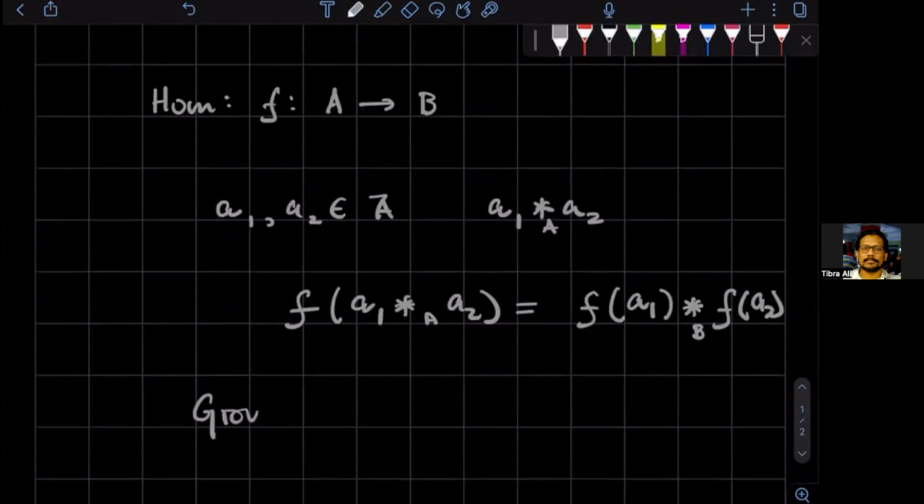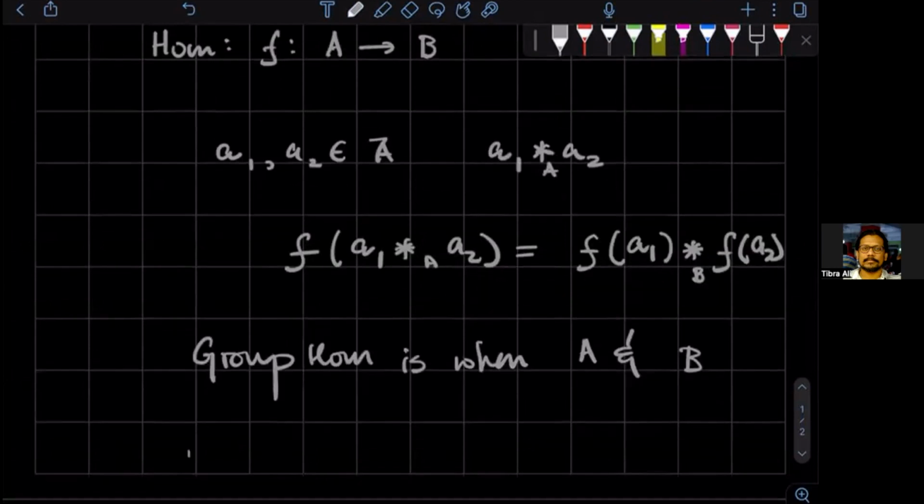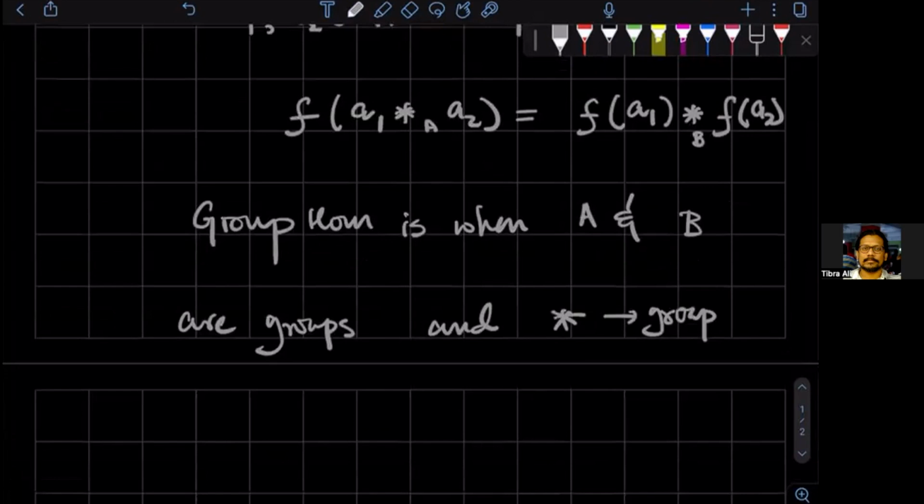And the group homomorphism in particular is when A and B are groups, and the binary operation is group multiplication. Okay, so because of that, let me just go back and start the discussion of the isomorphism theorem again today.